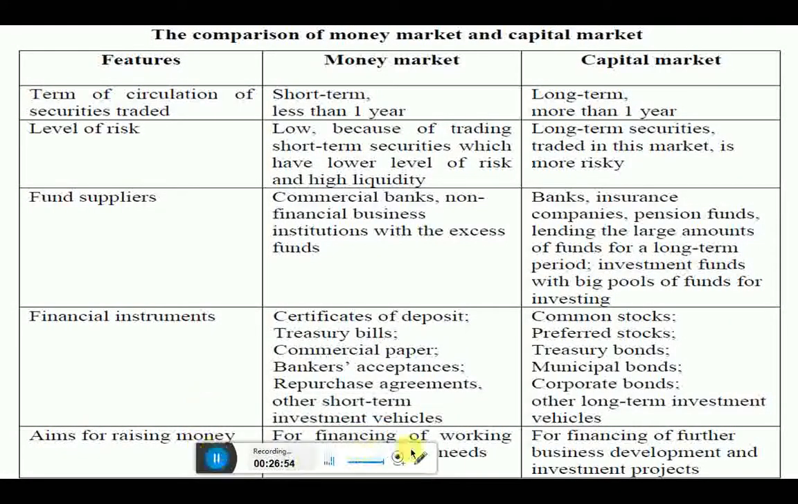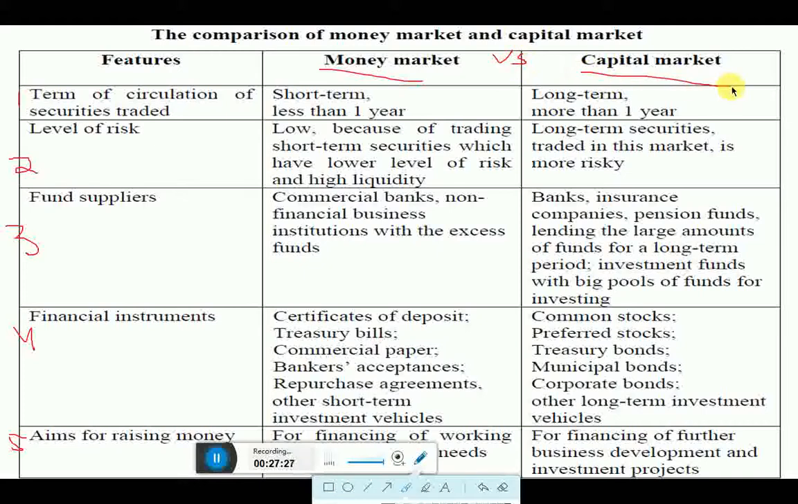on how they are different from one another. In order to understand the difference, we have five features. That's number one, number two, number three, number four, and number five. Based on these five features, we can differentiate the money market from the capital market, right? So let's make it short.